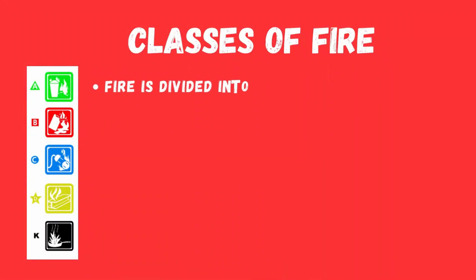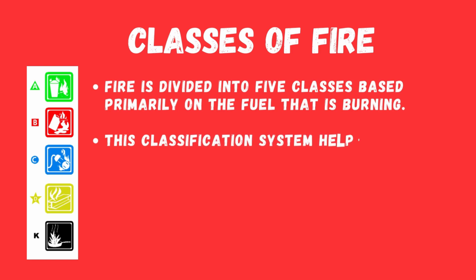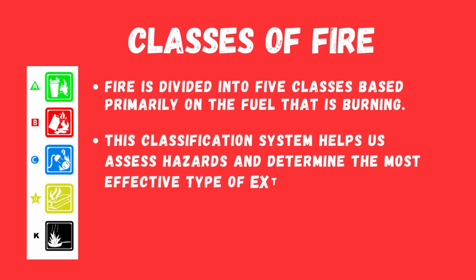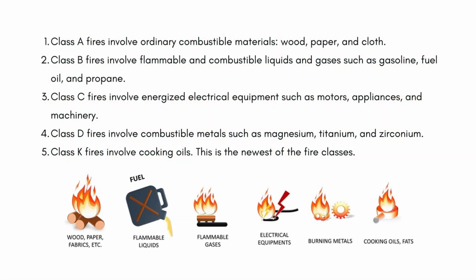Fire is divided into 5 classes based primarily on the fuel that is burning. This classification system helps us assess hazards and determine the most effective type of extinguishing agent. It is also used for classifying, rating, and testing fire extinguishers. Class A fires involve ordinary combustible materials, wood, paper, and cloth. Class B fires involve flammable and combustible liquids and gases such as gasoline, fuel oil, and propane.